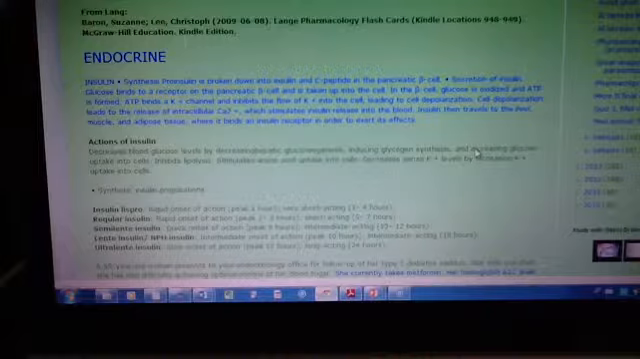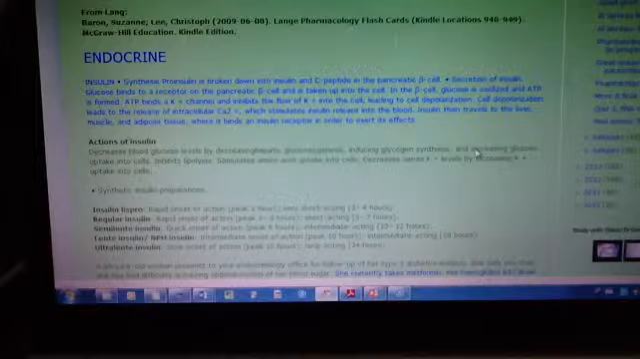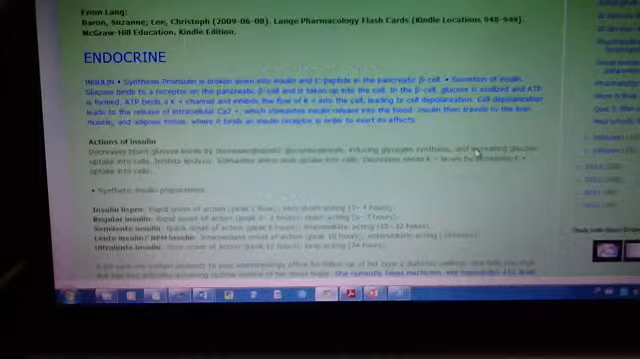secrete glucagon. So, secretion of insulin: glucose binds to a receptor on the pancreatic beta cell and is taken up into the cell. In the beta cell, glucose is oxidized and ATP is formed. ATP binds to a potassium channel and inhibits the flow of potassium out of the cell, leading to cell depolarization. Cell depolarization leads to an influx of calcium, which stimulates insulin release into the blood. Insulin then travels to the liver, muscle, and adipose tissue, where it binds an insulin receptor in order to exert its effects.